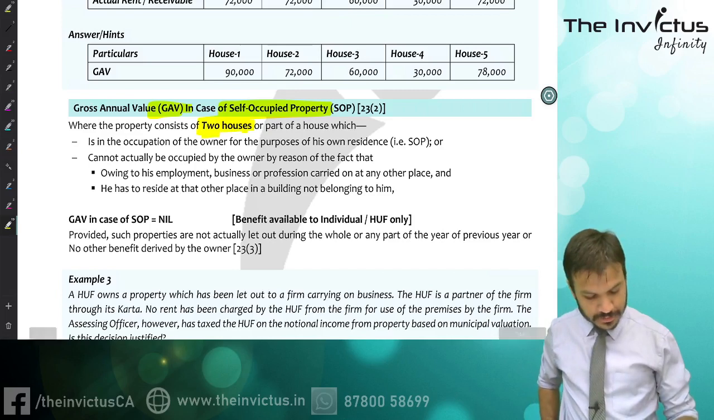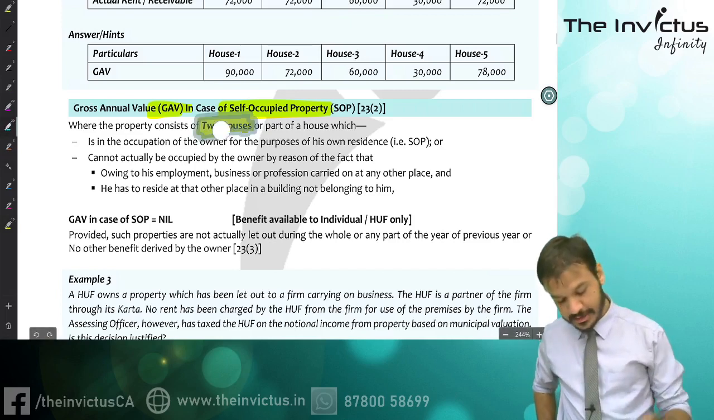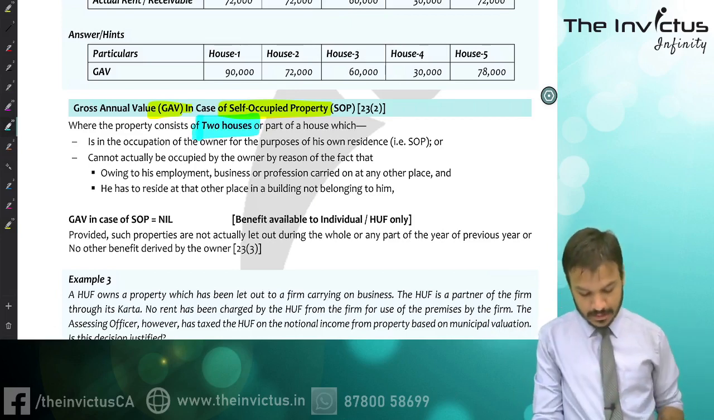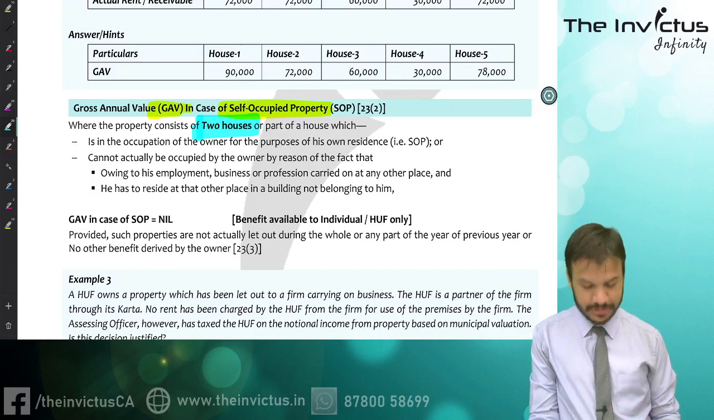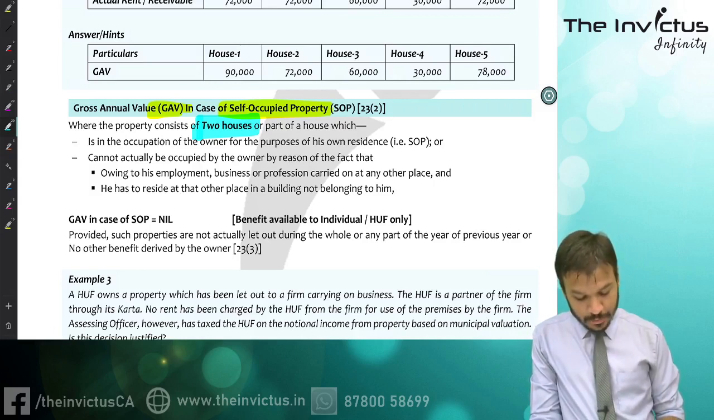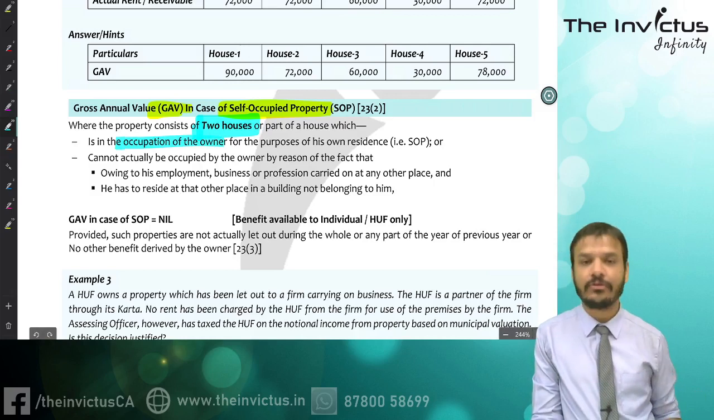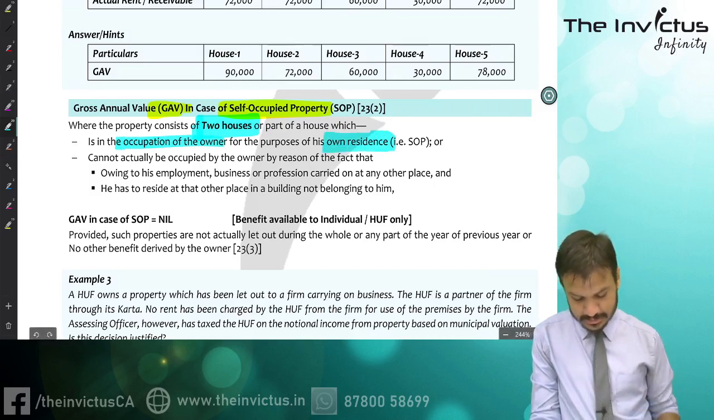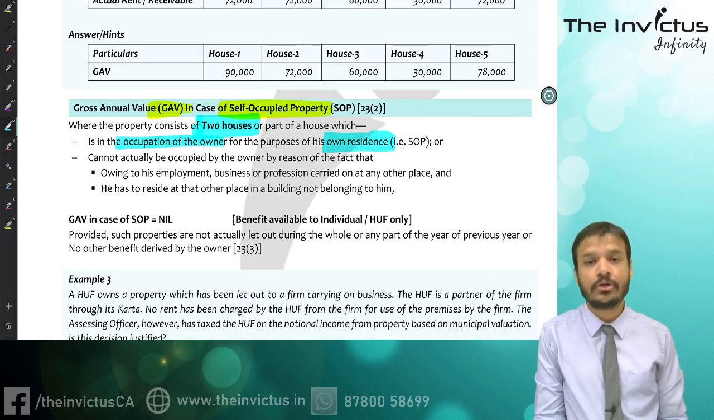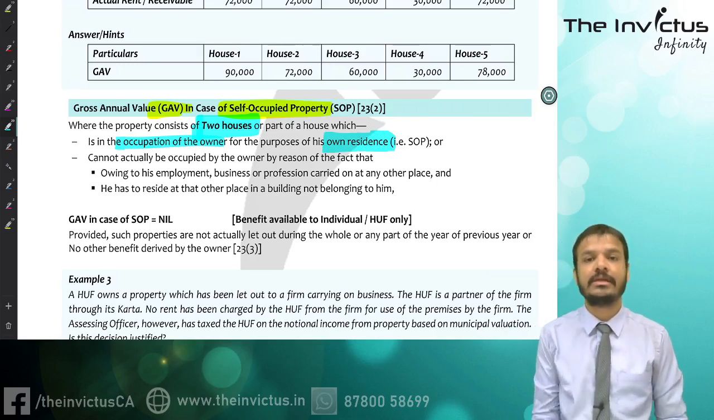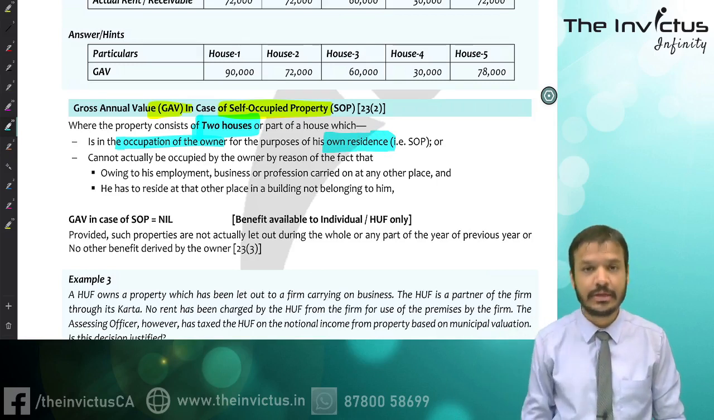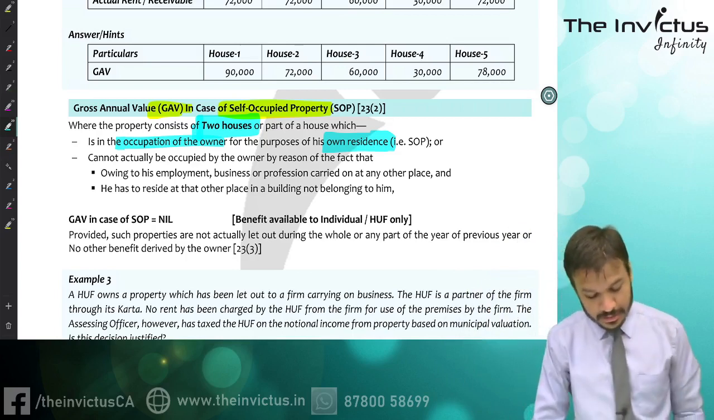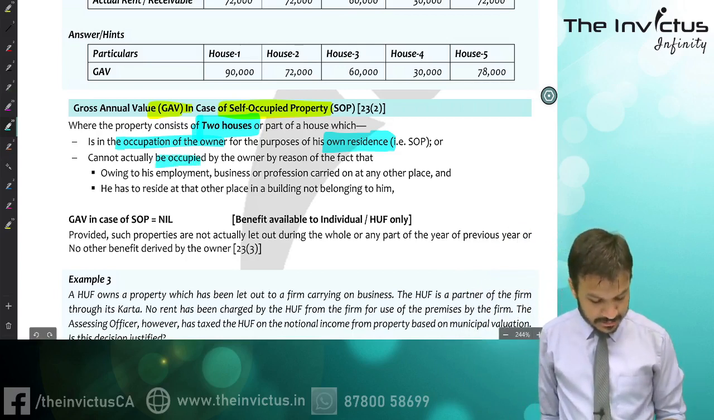Earlier, only one house was allowed as self-occupied, but now the benefit is extended to two houses from Finance Act 2019. Or part of a house which is in the occupation of the owner, self-occupation we can say, for the purpose of his own residence. On residence, right? Not on business, because if it is on business, then there will be no question of house property arising at all. That we have already discussed in the previous video. Or cannot actually be occupied.